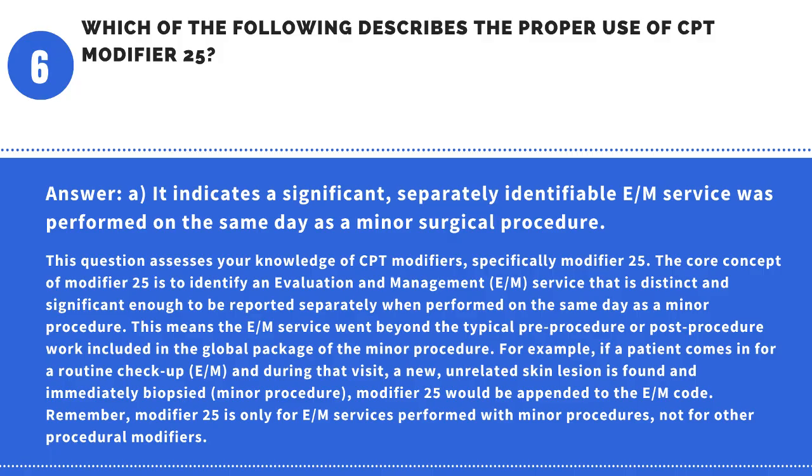This means the E/M service went beyond the typical pre-procedure or post-procedure work included in the global package of the minor procedure. For example, if a patient comes in for a routine checkup E/M and during that visit, a new, unrelated skin lesion is found and immediately biopsied, minor procedure, modifier 25 would be appended to the E/M code. Remember, modifier 25 is only for E/M services performed with minor procedures, not for other procedural modifiers.